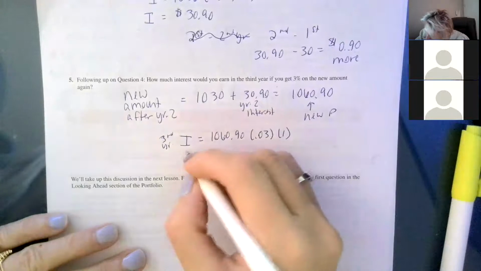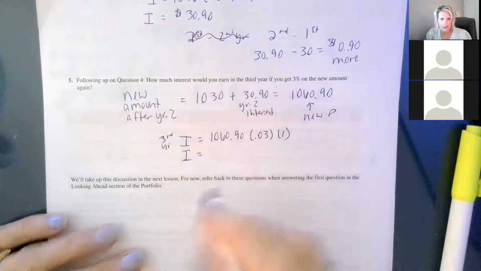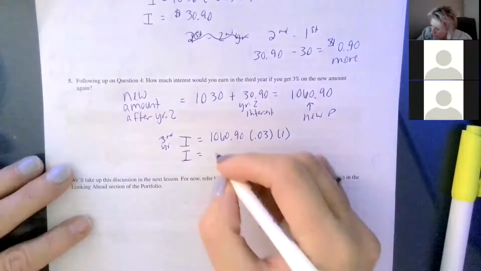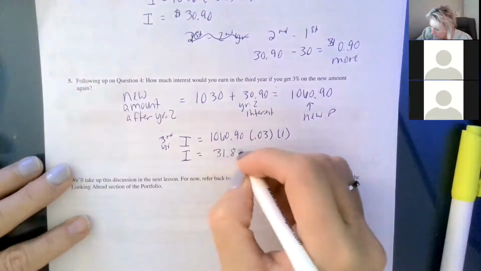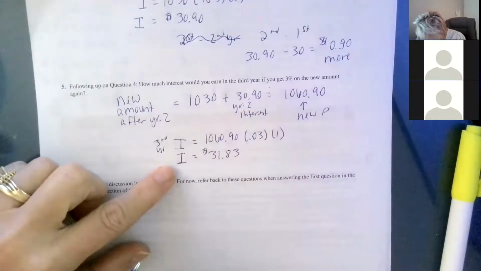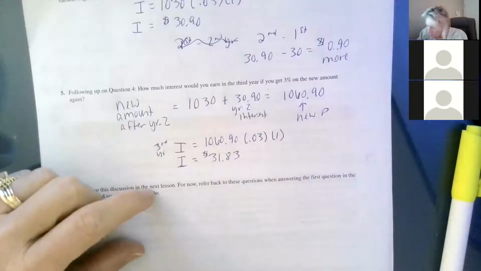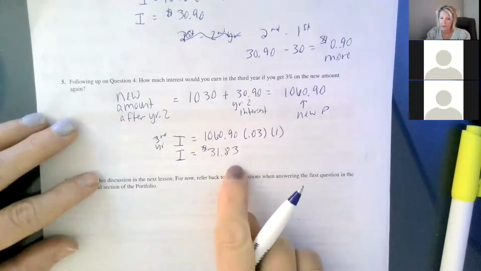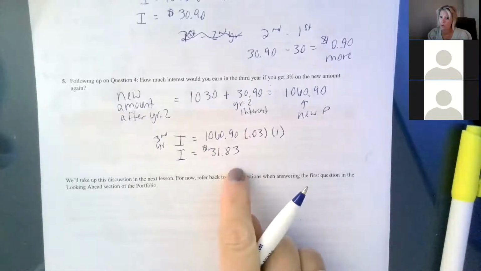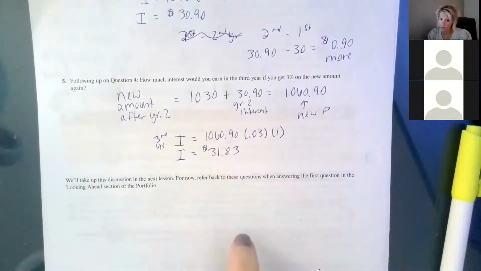Okay. So the interest, if we really had been earning 3% every year, we would be getting 3% on this 1060.90, and we would have earned 31.83, because you'd round it appropriately, in interest your third year. So instead of the 30, we would have earned 31.83. So in that third year, it's $1.83 more, plus the 90 cents more you should have earned in year two.